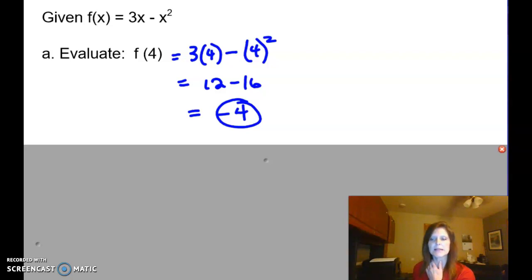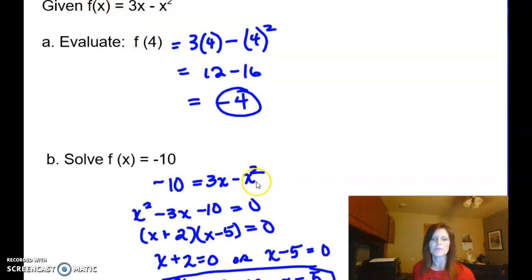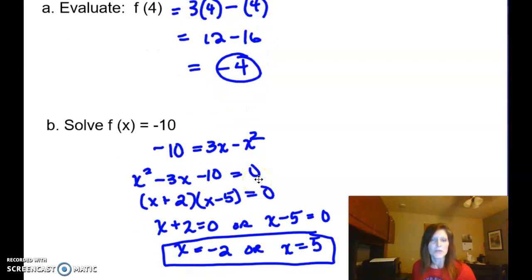But then the next question here I have is, what about if f of x is equal to -10? So this time it's not evaluate, it's solve. So they've given me the answer here, and I have to figure out what the input is. So they've told me what this answer is. So negative 10 is equal to 3x minus x squared. Well, that's a quadratic, an x squared equation. So hopefully we remember that means I'm going to put all the terms on one side and make it equal to 0 and try to factor if we can.